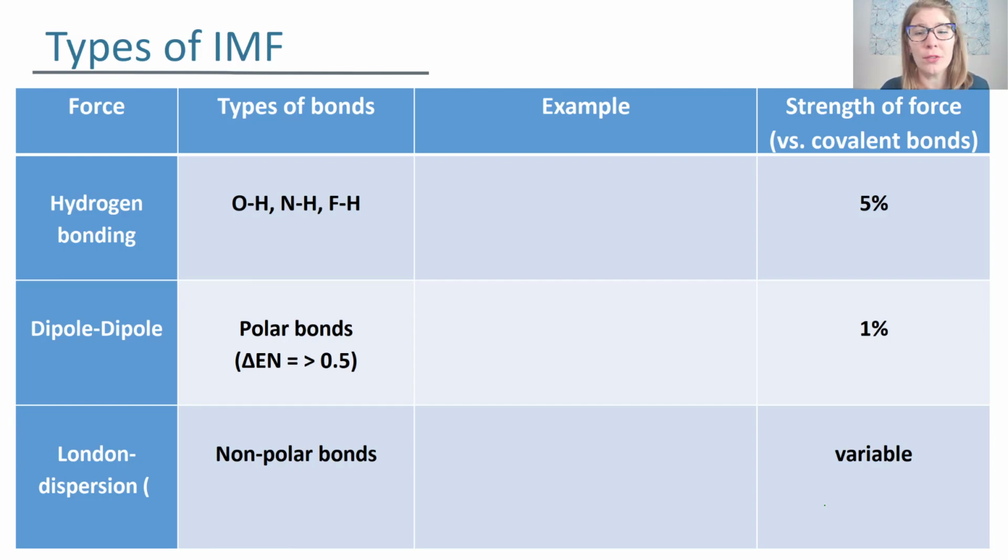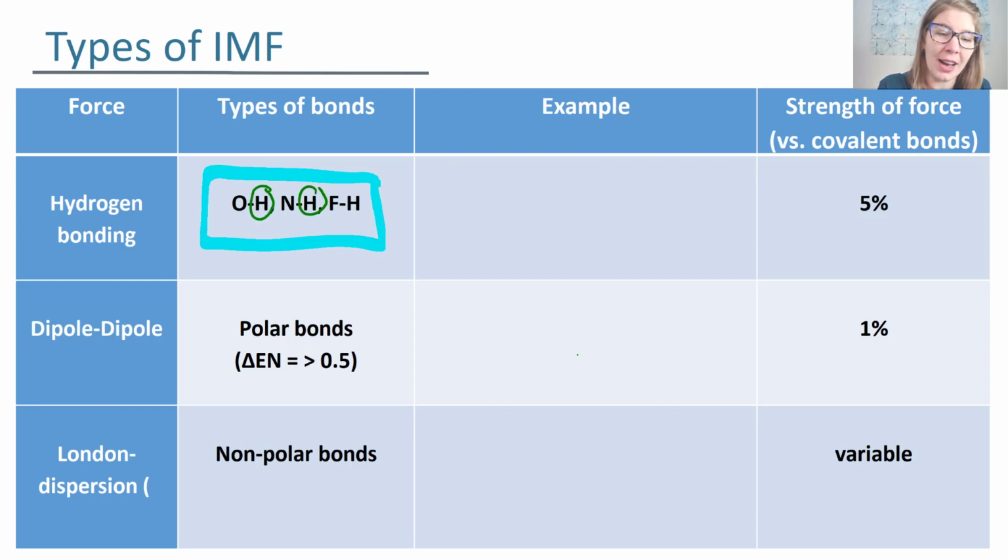I'm just going to give you a quick overview here, and then we're going to look at each one individually. So when you have something that contains an OH, NH, or FH bond, then you have an extremely polar bond within the molecule. That super polar bond ends up creating a situation where you have a big dipole. And so because all of these examples have a hydrogen in them, we call the intermolecular force that exists when you have an OH, NH, or FH bond hydrogen bonding.